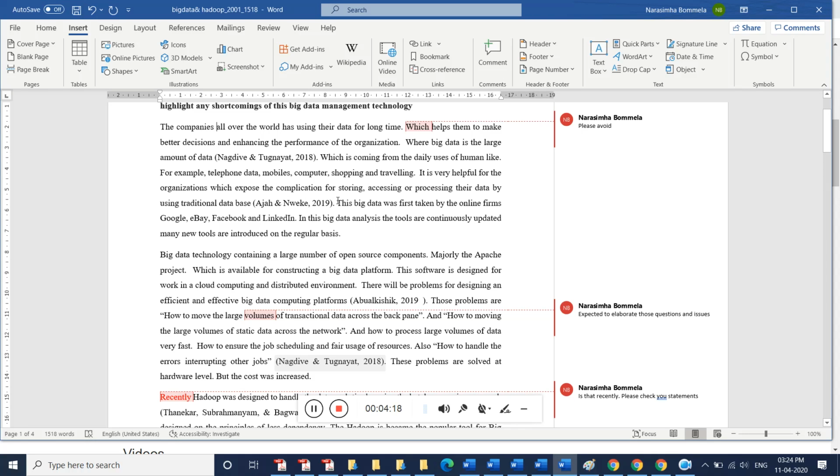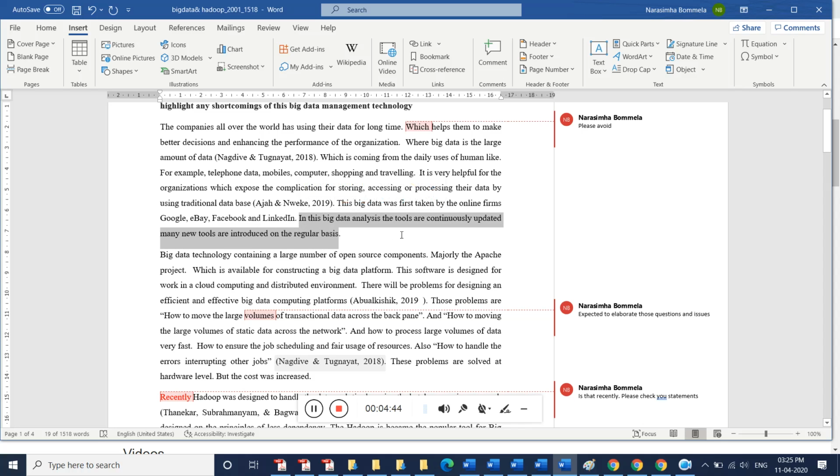So here, let us cross check this one. "This big data was first taken by the online firms." I don't know what the meaning is out of "first taken by online firms." "In this big data analysis, the tools are continuously updated. Many tools are now, new tools are introduced on the regular basis." I can understand your intention, but I don't see any meaningful, proper explanation.